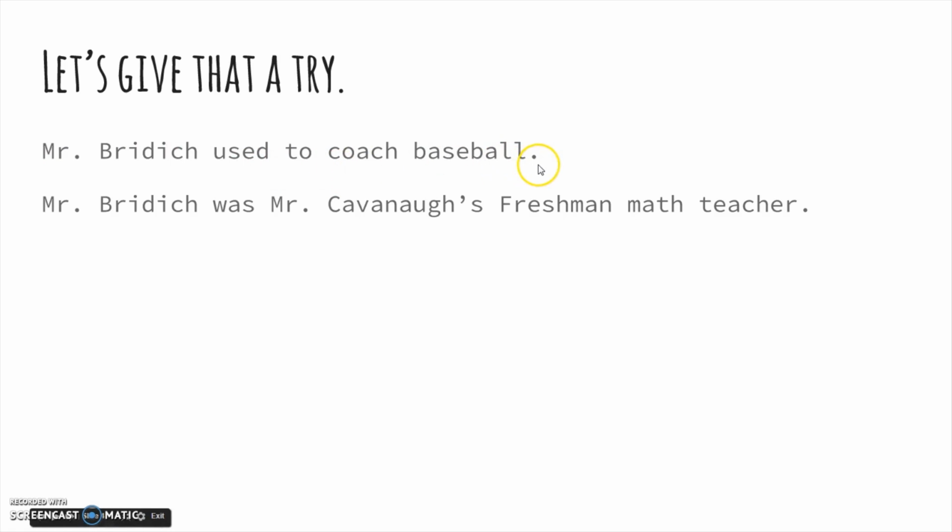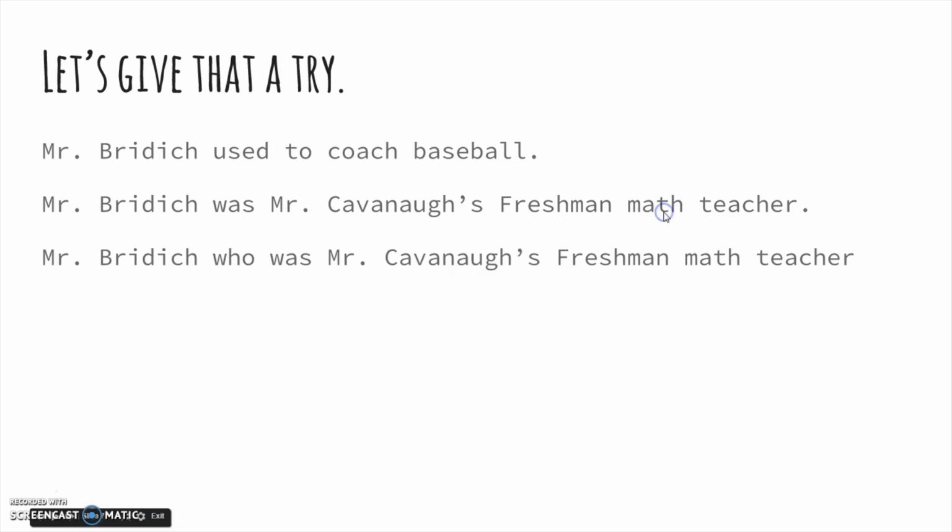So let's go back to our two sentences. Mr. Brightish used to coach baseball. Mr. Brightish was Mr. Kavanaugh's freshman math teacher. So I take the first sentence and I write it until I get to the end of the common noun phrase, the overlapped noun phrase. So I'm going to write Mr. Brightish. Then I'm going to stop. I'm going to go to the second sentence and I'm going to replace the common noun phrase with a relative pronoun. In this case, I'm going to use who. Who was Mr. Kavanaugh's freshman math teacher? Okay, I went all the way to the end of the sentence.